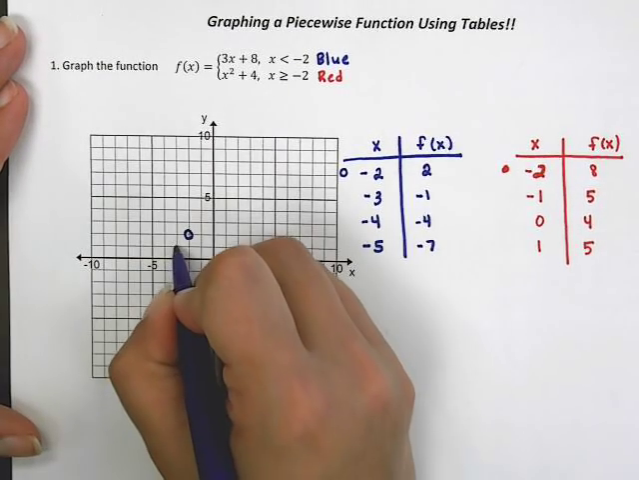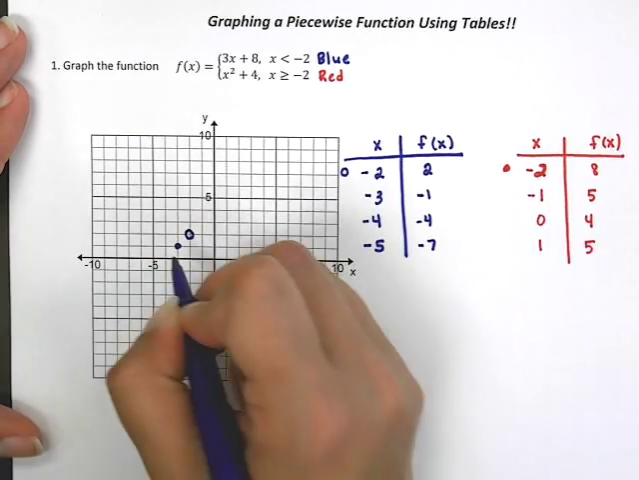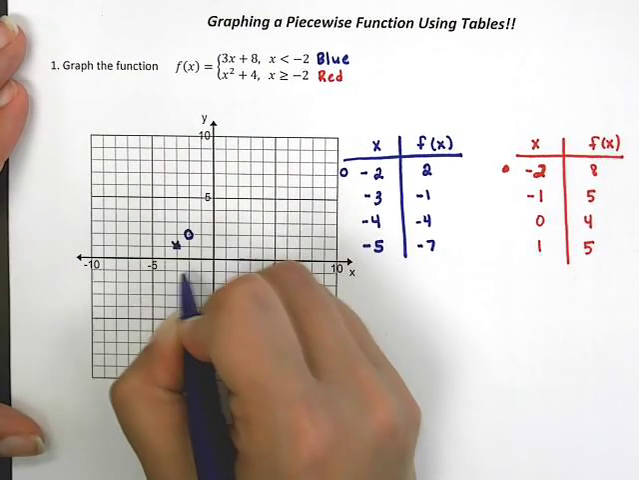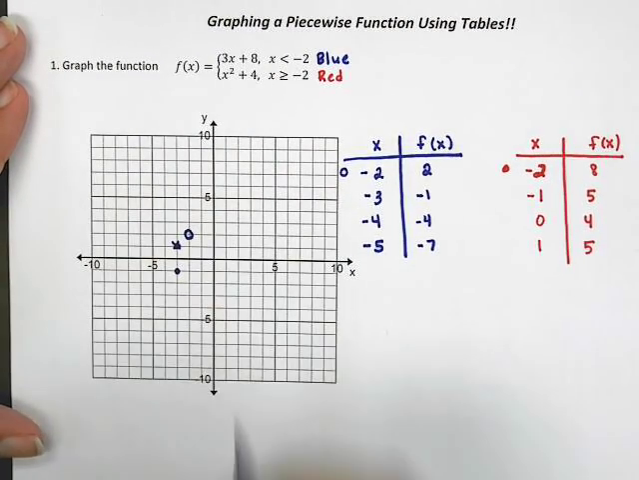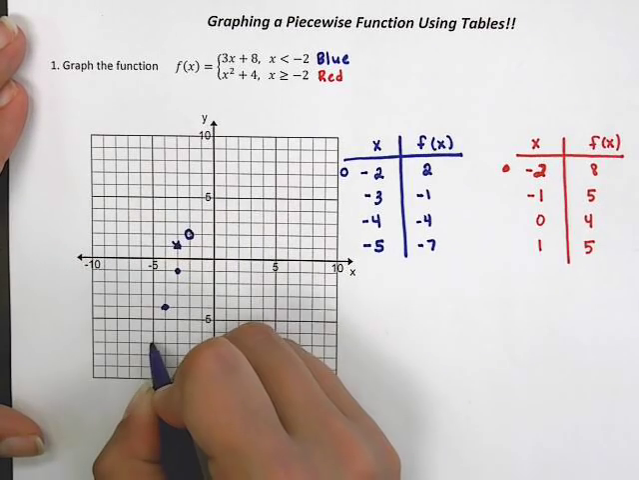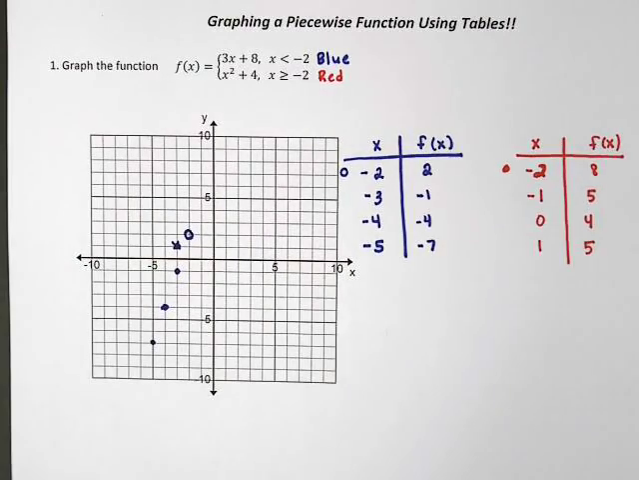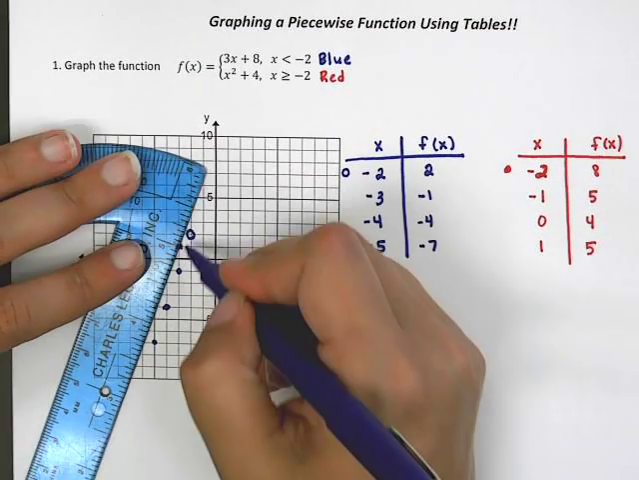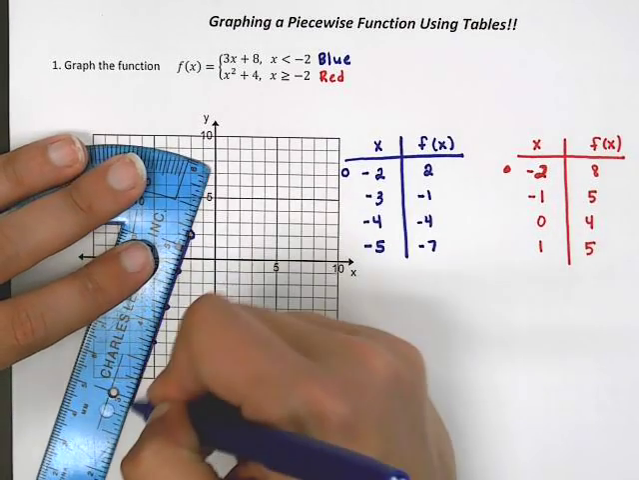Then I'm going to graph the point -3, -1. Sorry, comma -1. I should probably read. -4, -4. -5, -7. Now I'm going to use a straight edge, and because I know this should be a line, I'm going to connect the dots.